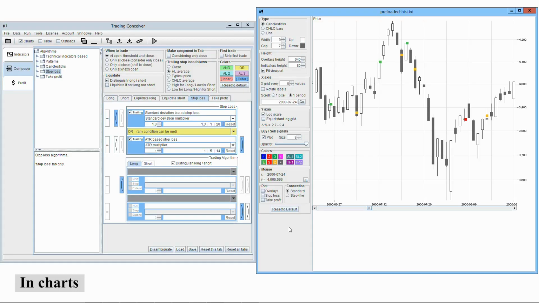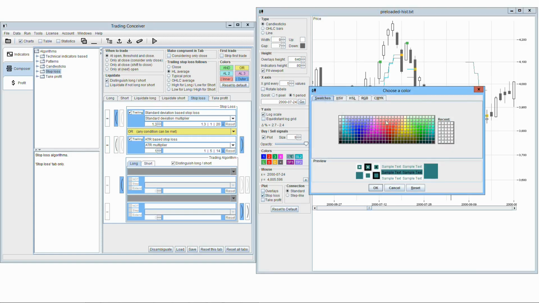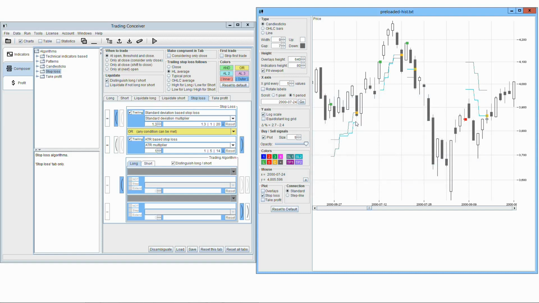In order to watch stop-loss levels, in the charts window you must select the stop-loss checkbox in the plot pane. The colors of the curves are determined by the two buttons SL1, SL2 in the Colors pane. They are both customizable by clicking them. The curve is drawn only where the stop-loss exists, that is, when a position is open. If the last trading was a liquidate, the stop-loss does not exist and is not drawn.